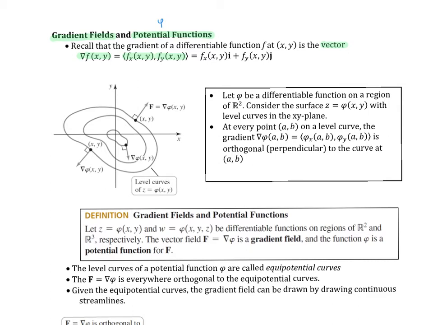The property is that on any of the level curves of the potential function, which is just some surface z, at any point, the gradient is going to be orthogonal to the level curve. Any point on any level curve, gradient orthogonal to that level curve. So that's the nice relationship between the gradient vector field and a potential function, which is what's in this box. So let's say that phi is a differentiable z function. And we have level curves, so that at every point on our level curve, our gradient is orthogonal. And that's what you want to take away from all of that.